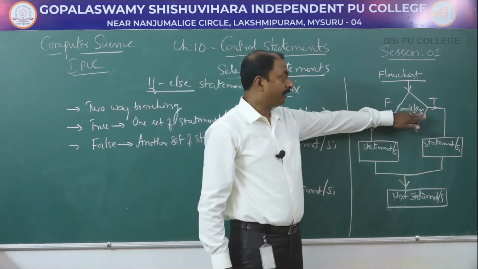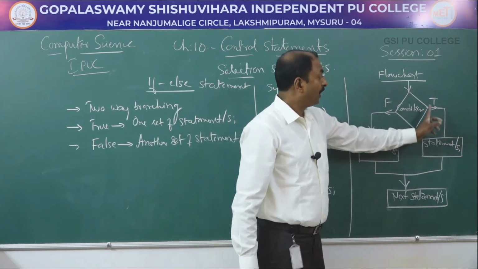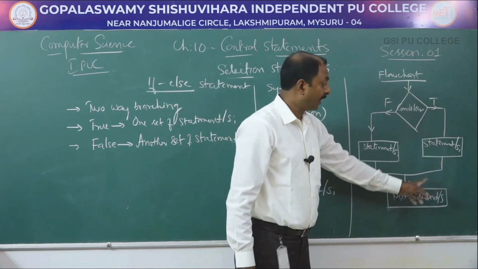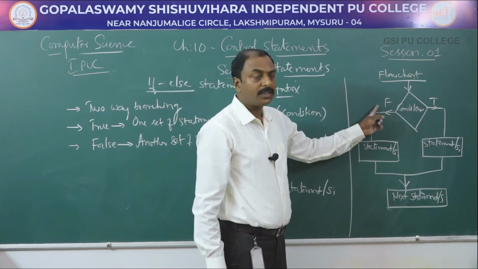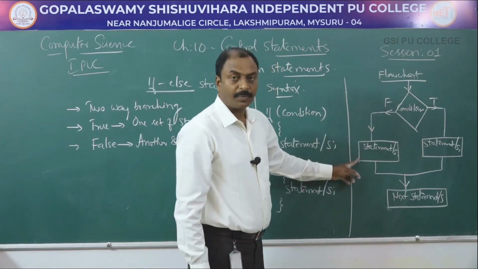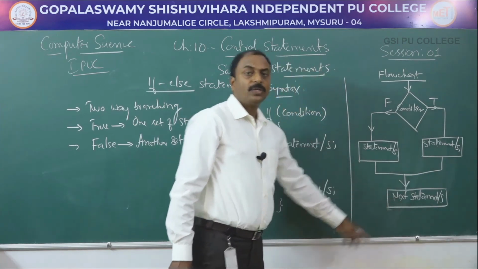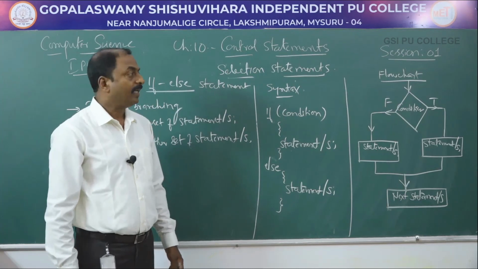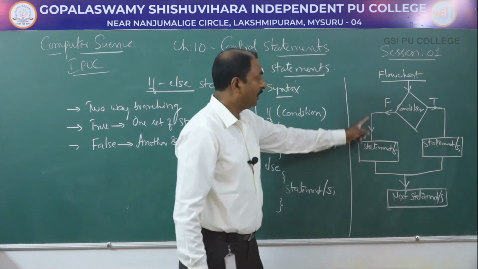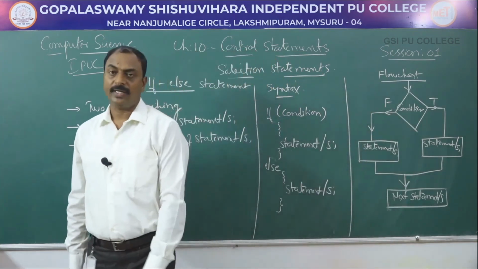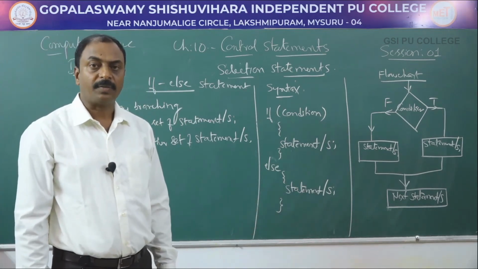Here this is a logical condition with two possible answers, either true or false. If it is true, it executes one set of statements and goes to the next statement. Suppose the condition fails or is false, it executes another set of statements, and after executing, it goes to the next statement. So this is the if else statement. It is called two-way branching. This is one branching and this is another branching. That is why it is called two-way branching. Now let us see some programs based on the if else statement.